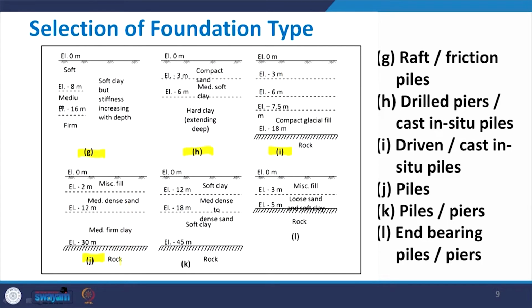In this case again we require piles, while in this case K, which is up to 12 meter soft clay, then medium dense, piles or piers are required. And then finally in case of L, which is miscellaneous fills and loose sand up to 5 meter underlain by rock, we require end bearing piles or piers.